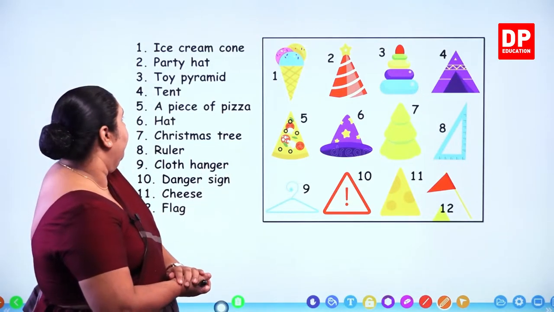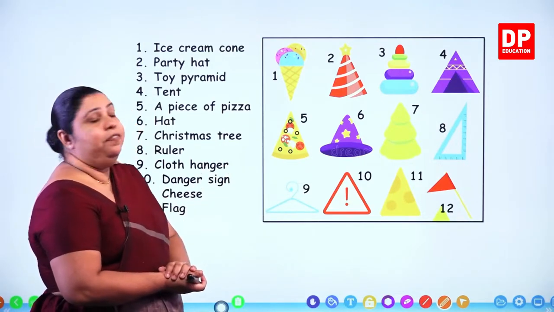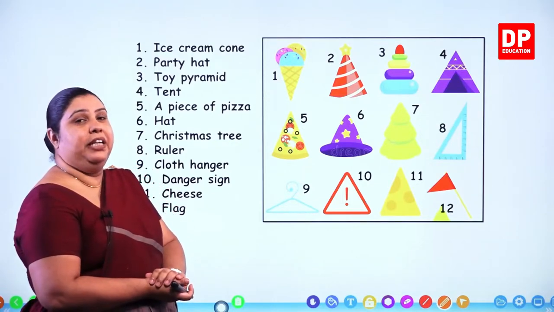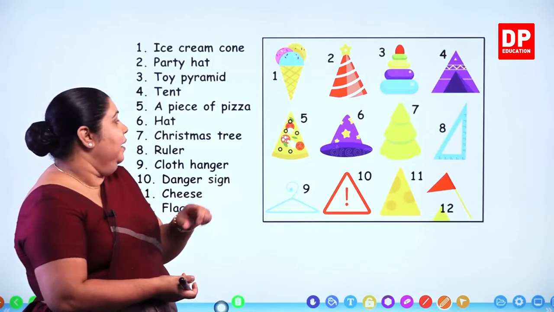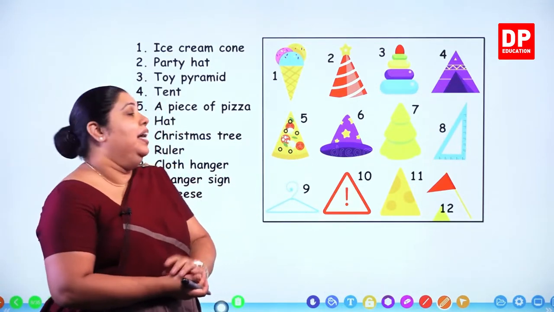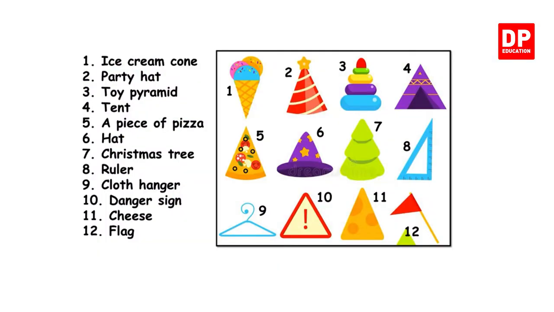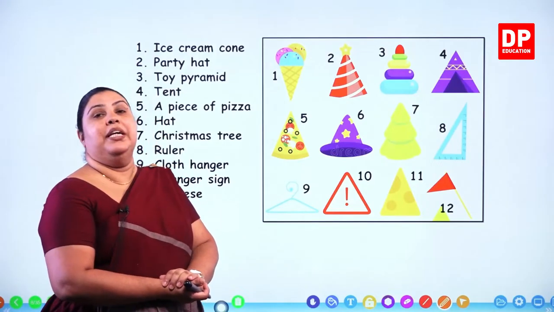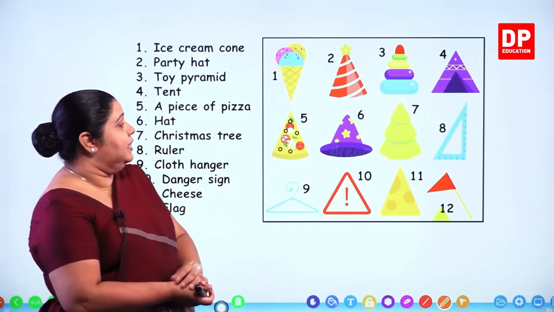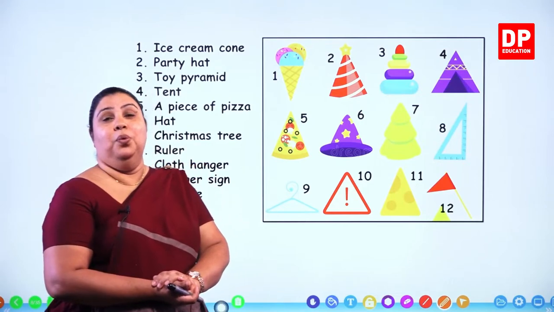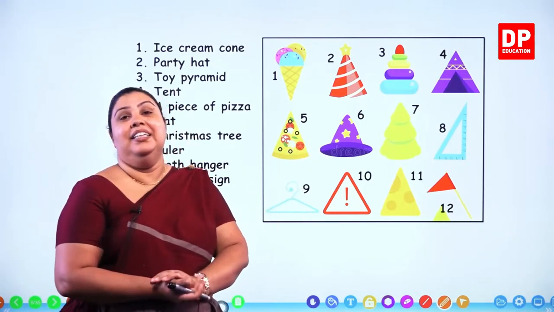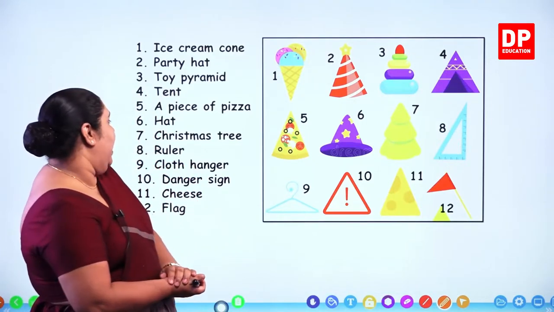So the tent. Number 5, a piece of pizza. But when we take out a piece from the pizza, it comes in the shape of a triangle. Then number 6, hat. Oh, a witch's hat. It is always like this, in the shape of a triangle.